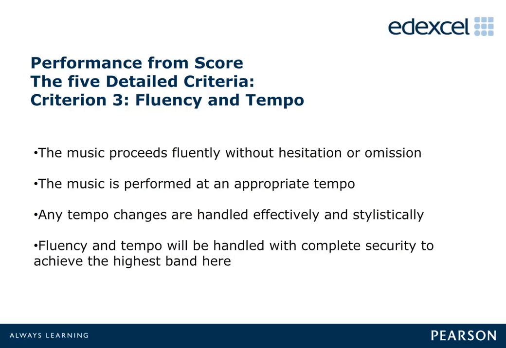Performance from score, the 5 detailed criteria. Criterion 3, Fluency and Tempo. The third detailed criterion covers fluency and tempo. Entirely fluent performances proceed without either hesitation or omission. Similarly, the tempo should be appropriate and consistent, with any change of tempo handled stylistically and effectively. An entirely fluent performance at an appropriate and consistent speed throughout will achieve the top mark.